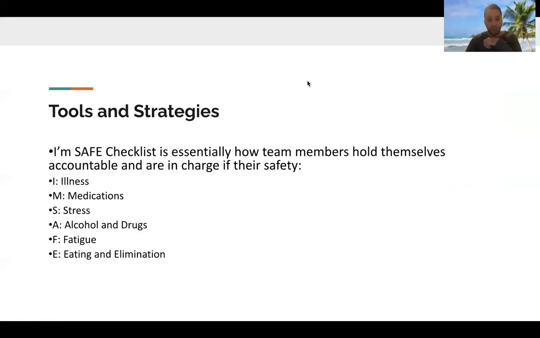And last but not least, the I'M SAFE checklist, which is essentially another way for all of us as providers to hold each other accountable and hold ourselves accountable and essentially put our safety in our own hands. So I'M SAFE stands for I, illness, M, medications, S, stress, A, alcohol and drugs, F, fatigue, and E, eating and elimination.